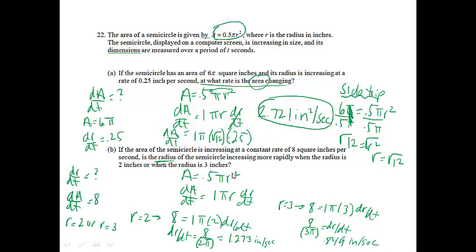inches per second. And then the question was, is the radius of the semicircle increasing more rapidly when the radius is 2 or when the radius is 3? Well, I see for 2, my dr dt is bigger, so I will say, hopefully I can fit this in here, the radius is increasing more rapidly when r equals 2 inches, and the reason would be because dr dt is larger.